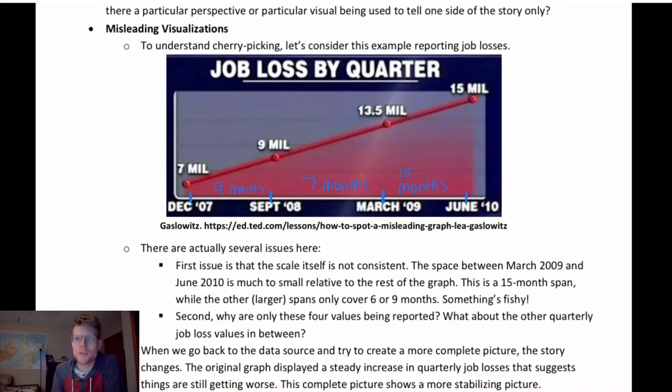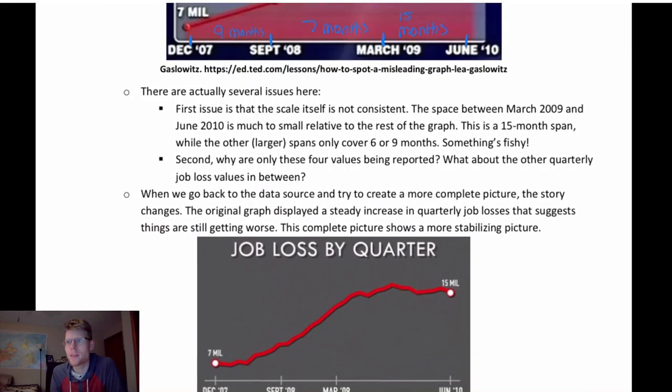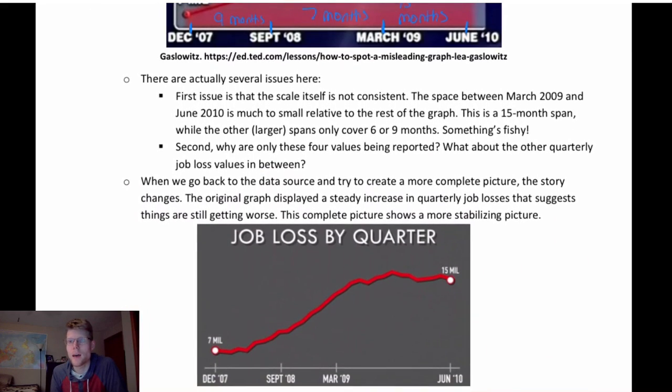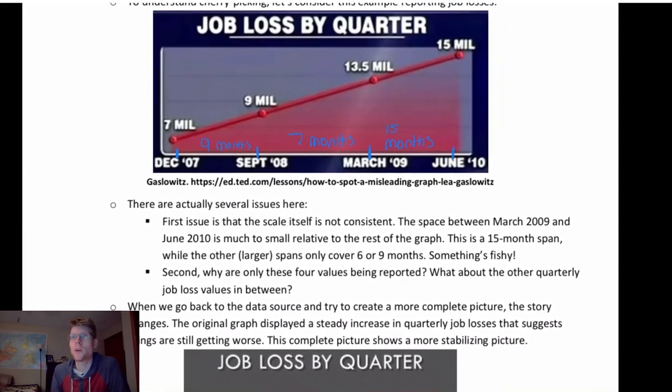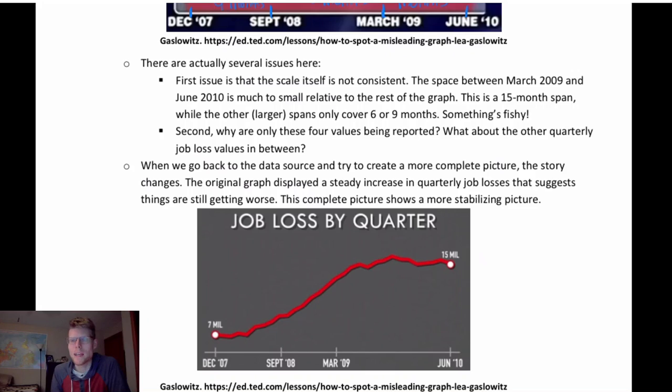If we go back to the data source, the U.S. job claims or job losses per quarter, I guess this would really be the unemployment rate, and regraph this by making the scale consistent and providing a more comprehensive set of data, we see a very different story. Job losses aren't just steadily going up over this period of time. They're actually plateauing and remaining steady at around this 15 million mark. So this is a case where cherry picking really changed the story.